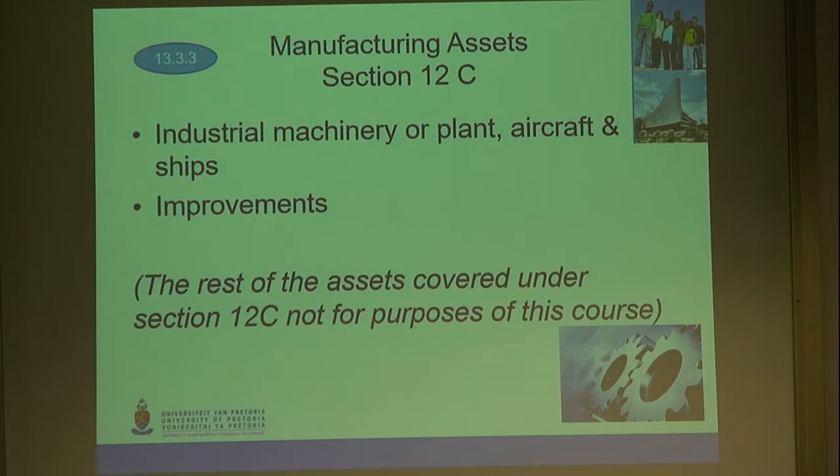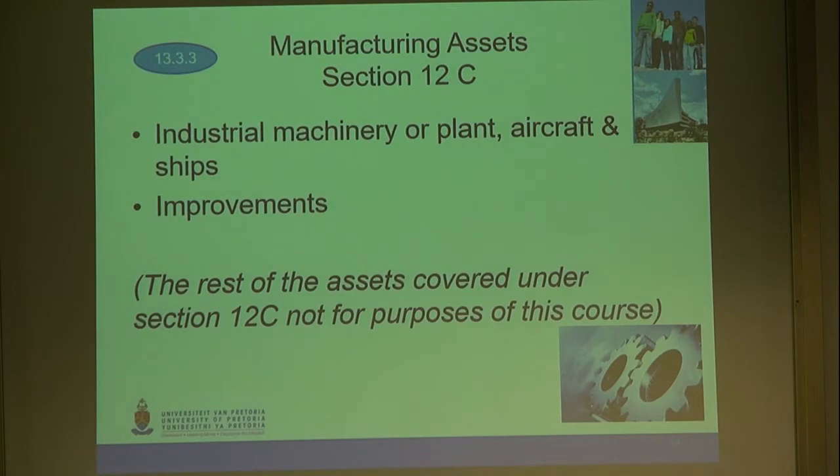We deal with this section, we'll give a deduction for this new asset that we're using, as well as the improvement to any of these assets. Now you'll know that for a manufacturing machine, often there'll be new technology that comes out and they will be able to improve the machinery that they're using in their factories. Those improvements, or the cost of the improvements, are covered under 12C as well.